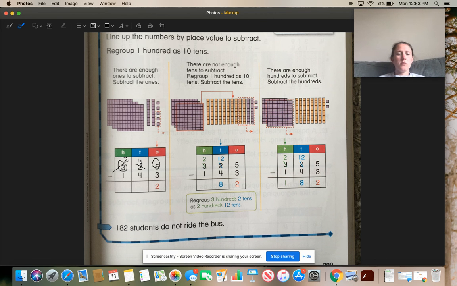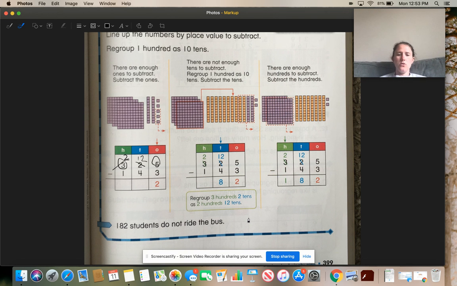So it's very similar in the fact that you are doing basically the exact same thing as you were doing before. But now, instead of breaking up tens into ones, we're breaking up hundreds into tens. See how they broke this 100 block up into 10 tens? So now I have 12 minus 4, which equals 8, and then I have 2 minus 1, which equals 1. So 182 students do not ride the bus.